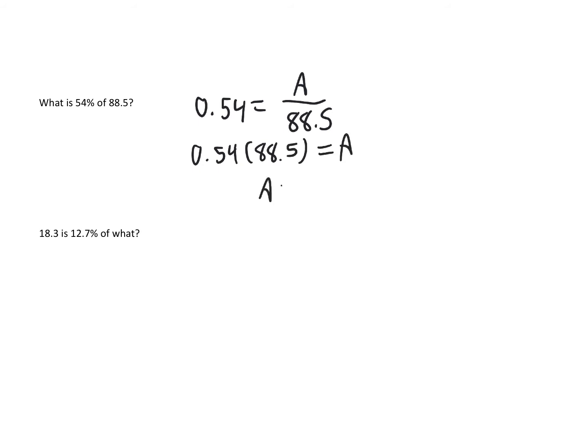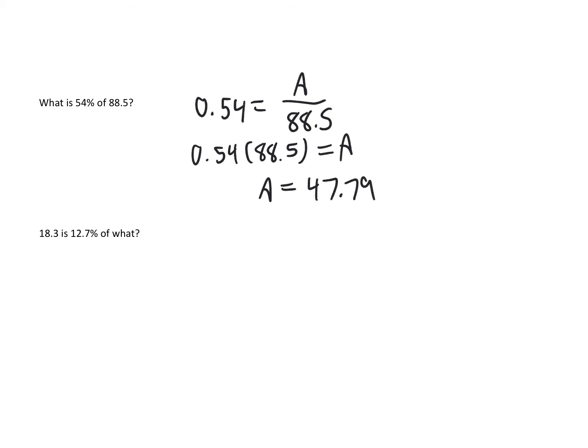In this video, we're going to look at percent and different percent applications. Now the first one is just your basic percent. We have 54% equals some unknown amount over our whole or our base, 88.5. We can multiply the 88.5 over to solve for our part or our amount and get 47.79.